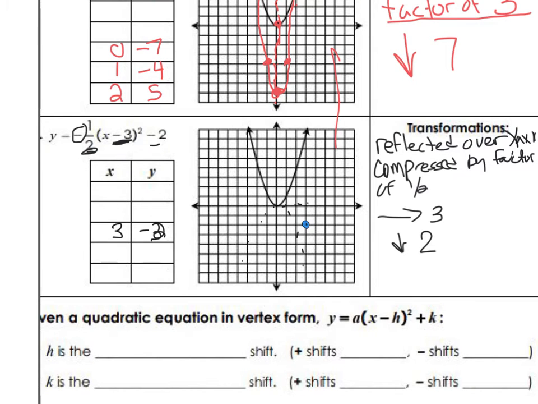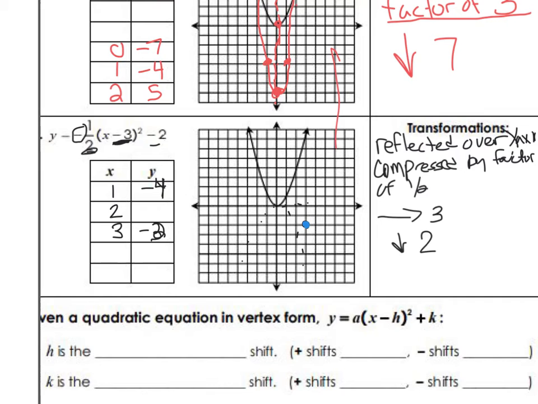Let's do this one blue. And let's plug in some numbers. 2, 1. So if it was 1, 1 minus 3 is -2 squared is 4. -1/2 of 4 is -2 minus 2 is -4. And then if you plug in 2, it'd be -1.